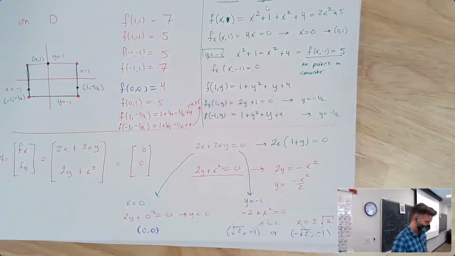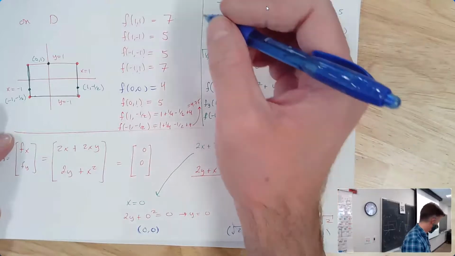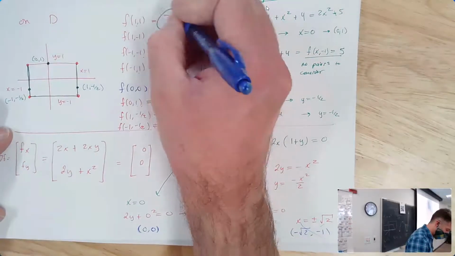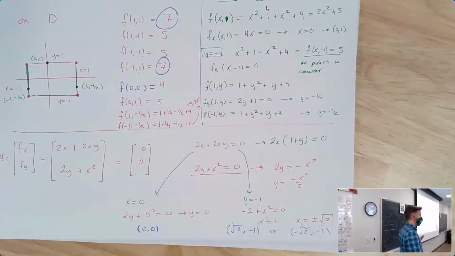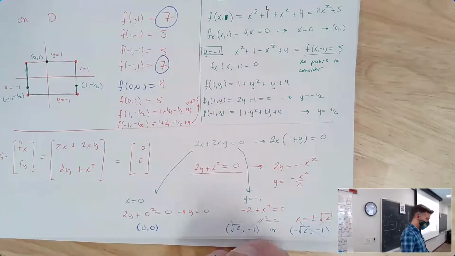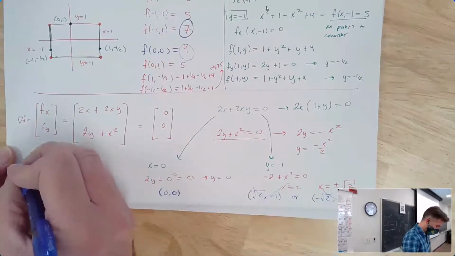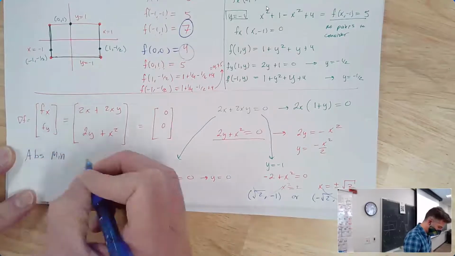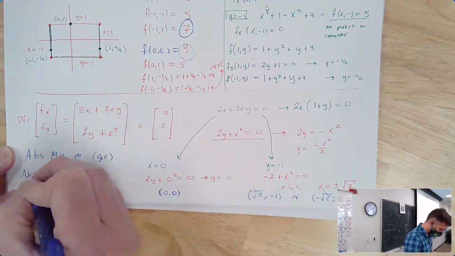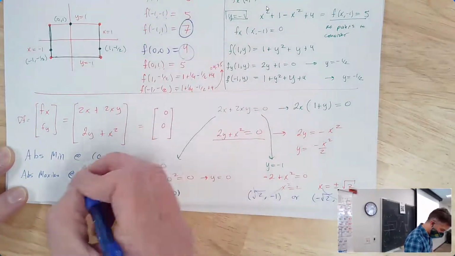Okay. Which one's the biggest? So, which value is the biggest? 7. So we have absolute maxima or global maxima at (1, 1) and (-1, 1). Which one's the smallest? 4. So we have an absolute minimum or a global minimum at (0, 0). We have absolute maxima or global maxima at both (1, 1) and (-1, 1).